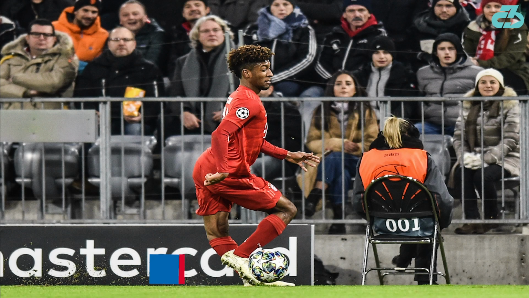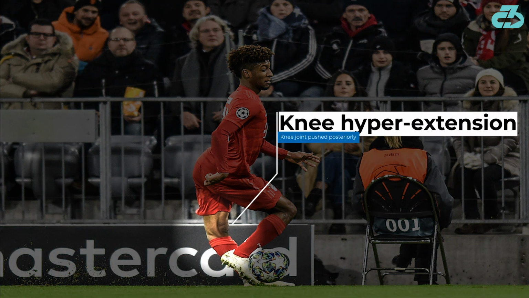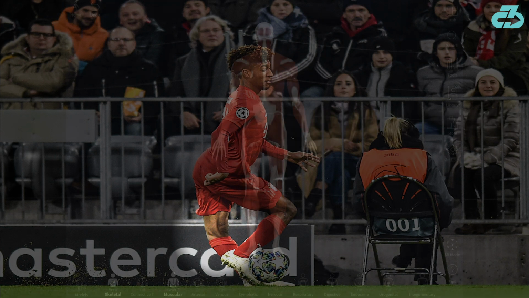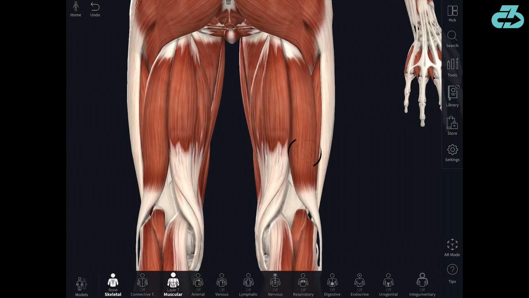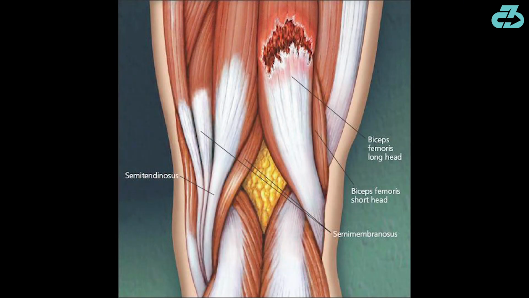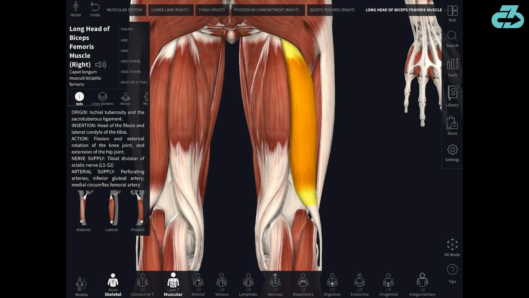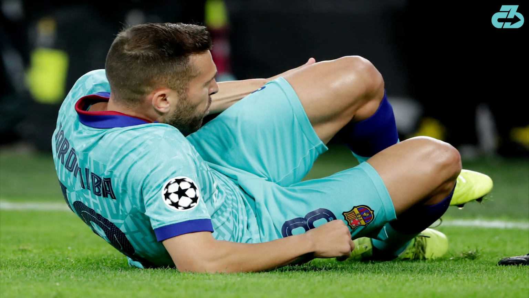After racing to the touchline to save a ball, Coman awkwardly planted his left leg, resulting in severe hyperextension of the knee, the joint getting pushed posteriorly backwards outside its normal range of motion. Said hyperextension placed a huge stretch on Coman's hamstrings, and one of them, the biceps femoris muscle, was overstretched and suffered an acute tear, aka a strain. Don't let the word tear scare you. This muscle actually consists of two heads, long and short, and is the most commonly injured hamstring muscle, specifically the short head. For example, Barcelona's Jordi Alba has been limited with biceps femoris tear and re-aggravation nearly all season.